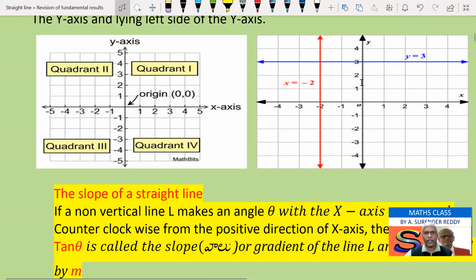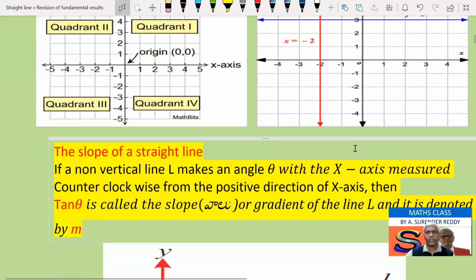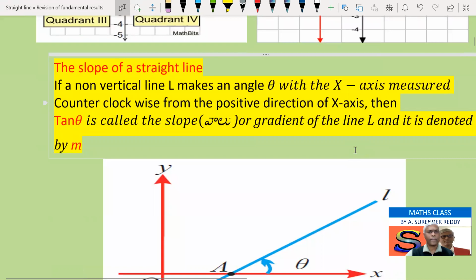That's why the equation of the x-axis is y is equal to 0. Similarly, any point on the y-axis, that is (0, 1), (0, 2), (0, 3), (0, -1), and so on. So for any point on the y-axis, the x-coordinate is zero. That's why the equation of the y-axis is x is equal to zero. All these things you might have learned in previous classes.